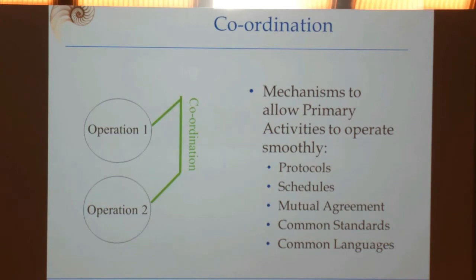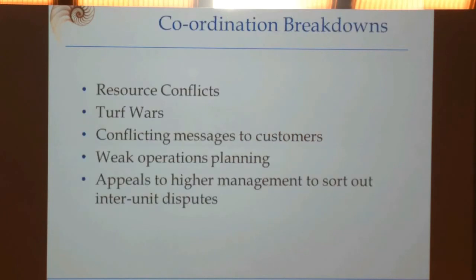And where we see the failure of coordination, you get a characteristic set of symptoms. So conflicts over resource, turf wars, so John and Milan fighting over who's going to do what, who's going to actually do the organisation. That never happened really, did it, in the coordination thing between you. Conflicting messages to customers, so Milan says do this in your talk and John says something completely different and I haven't got a clue. Yeah.